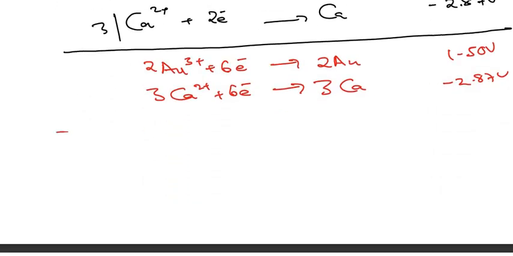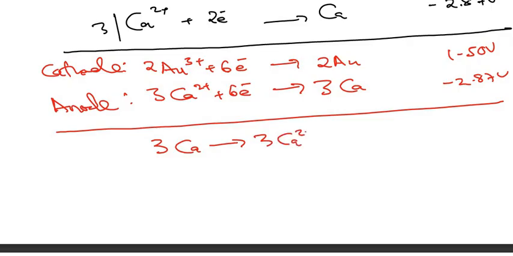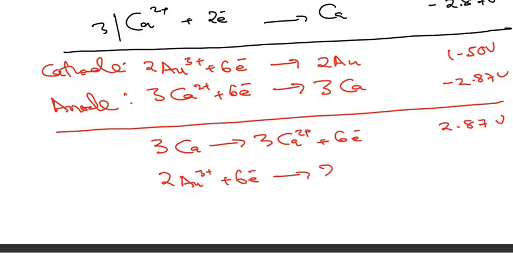Then we can reverse the second one after we identify it to be our anode. The one that always has a smaller voltage is always going to be your anode, because it's easy to convince it to lose electrons. So we flip it. It's going to be 3 Ca giving 3 Ca2+ plus 6 electrons. The value now changes and becomes positive. Here we still have 2 Au3+ plus 6 electrons giving 2 Au, gold, 1.5 volts.